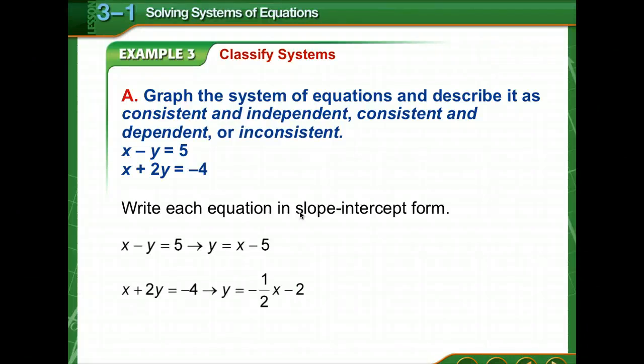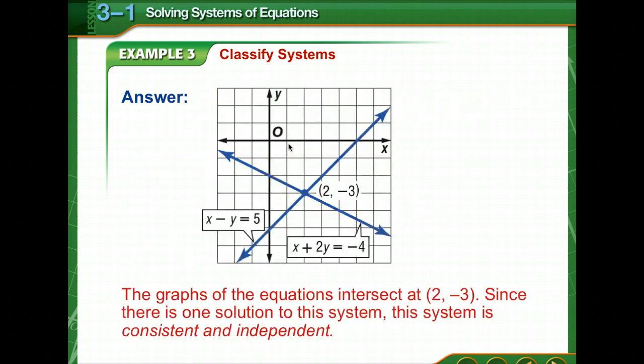Notice they're not the same line, so already we're throwing out consistent and dependent, so it's between consistent and independent and inconsistent. So we graph them, and they cross in exactly one place. So the solution is (2, 3). There's one solution, so they're consistent and they're independent.